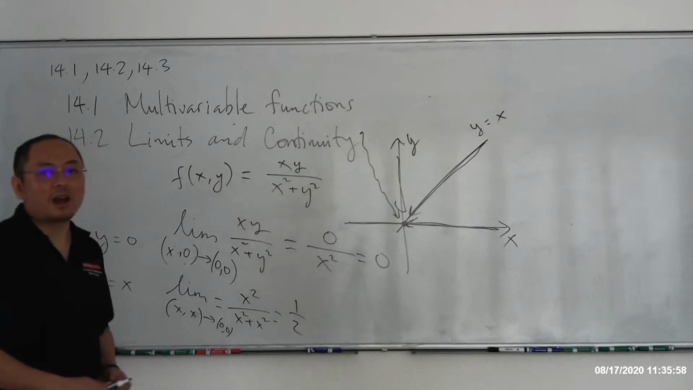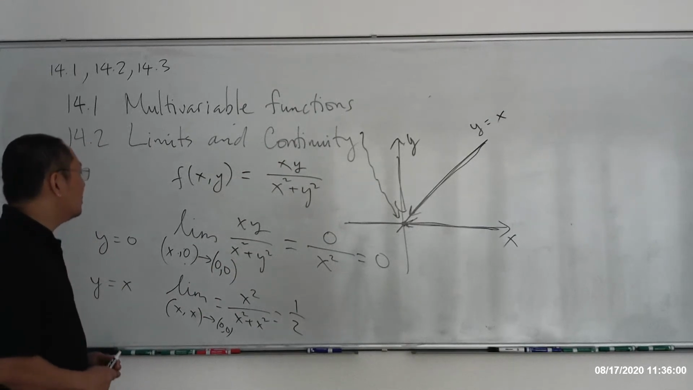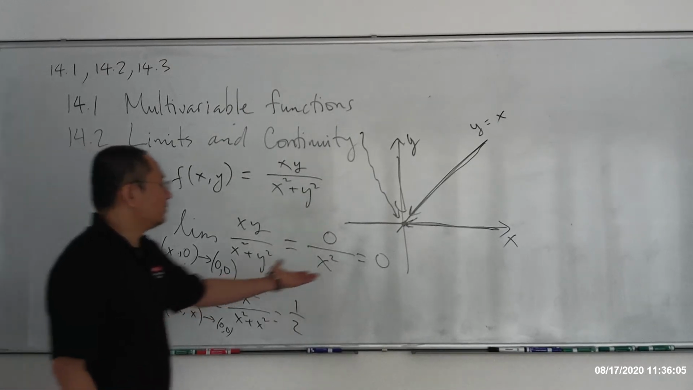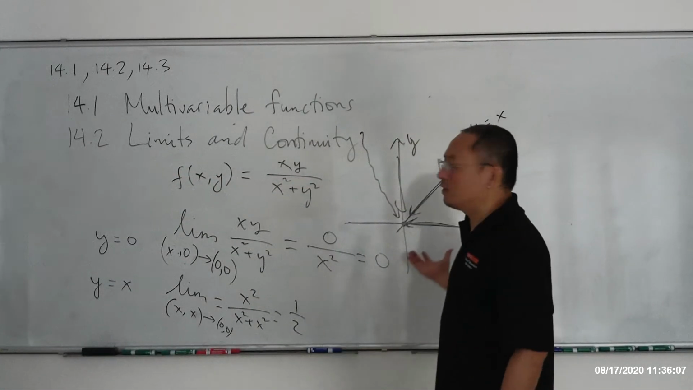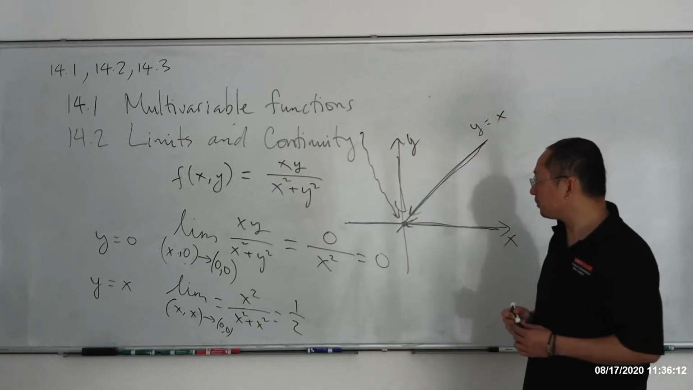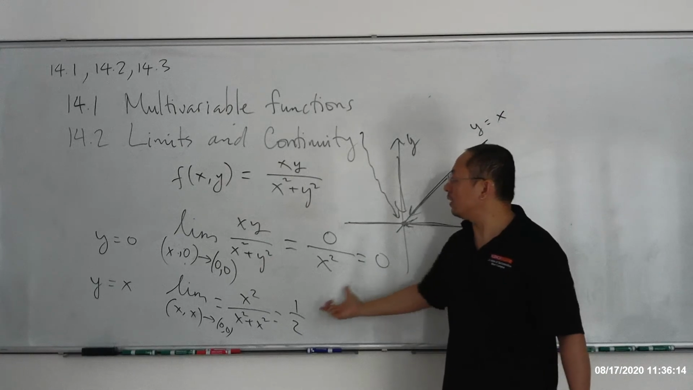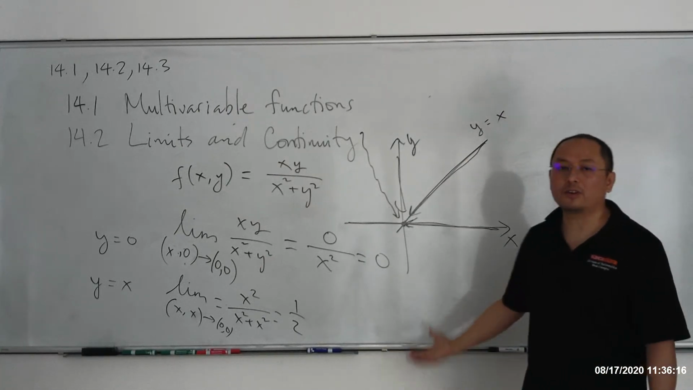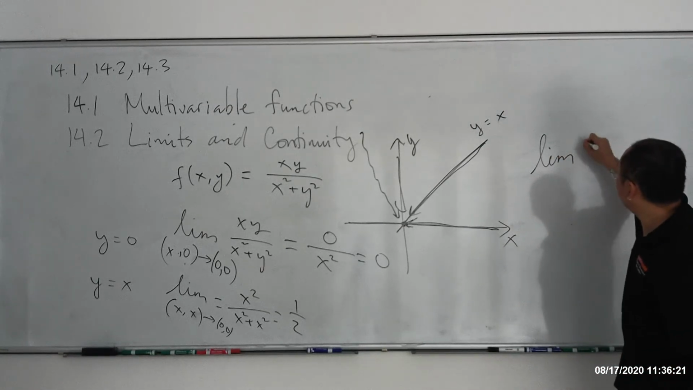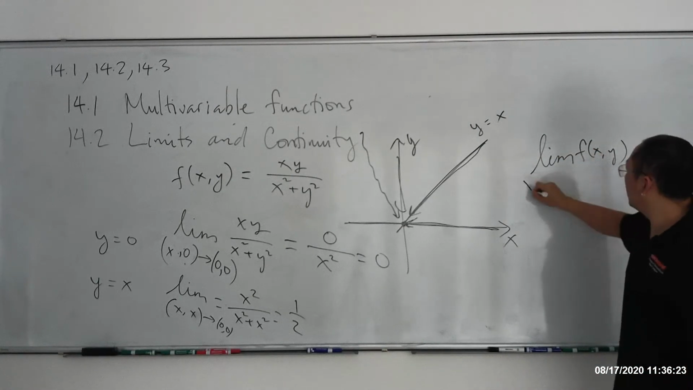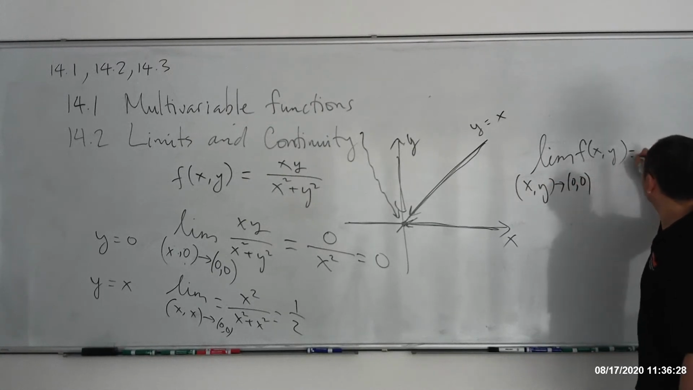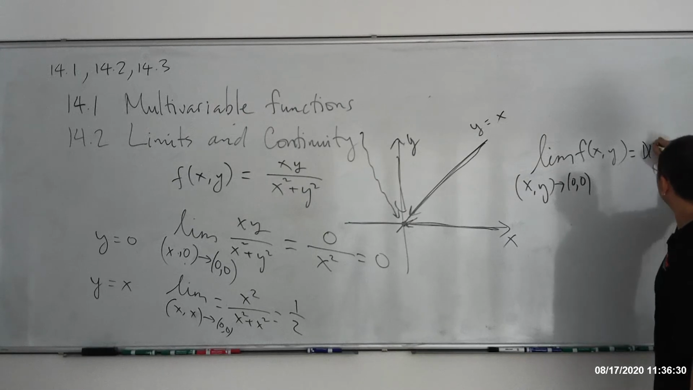And this is a very common strategy for you guys to disprove the limit of a multivariable function. You find two different lines, two different curves. You know, this is the line, easy, right? The curve, like this, the curve, it's hard to write a function. And if you find two different limits for the same function, you say that the limit does not exist. So the answer is the limit of f of x, y when x, y approaches 0, 0 does not exist.